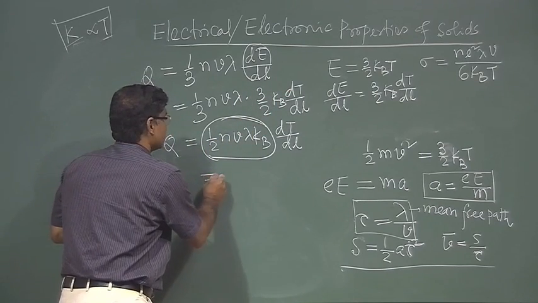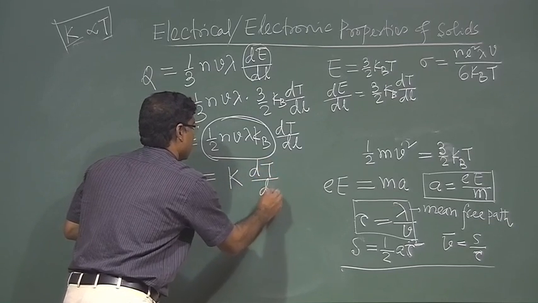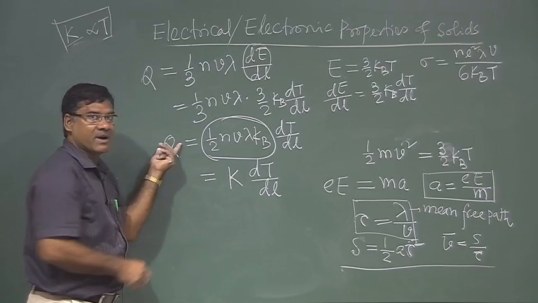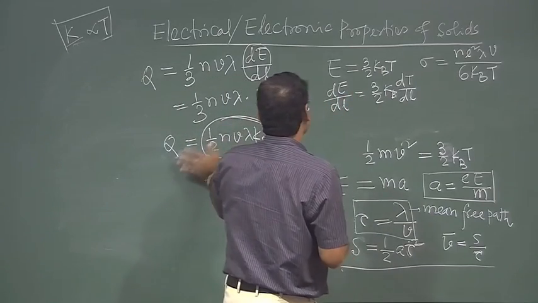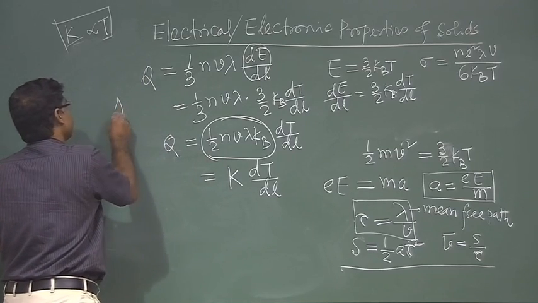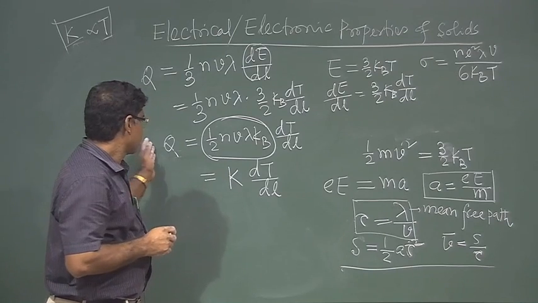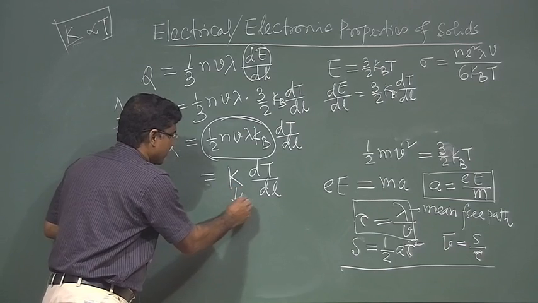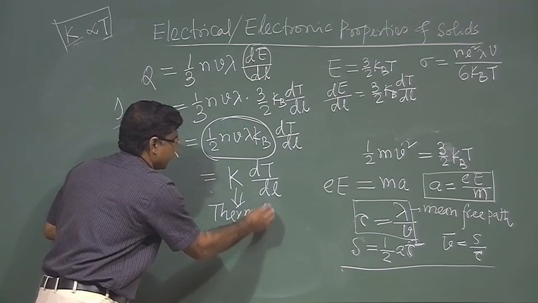Okay. So, we have to remember that we have defined this per unit time, per unit cross section. It is similar to J, current density. Okay. So, this K is called thermal conductivity.